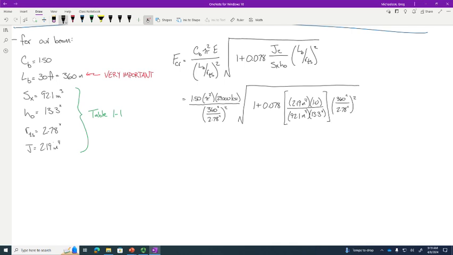From a units perspective, here the units cancel, here the units cancel, and inside this bracket right here, we have inches to the fourth over inches to the fourth. So everything over here is unitless. The only thing that has any units when it's all said and done is the E value. So our answer is going to be something in ksi. Again, this is just kind of a mess. You just have to muscle through it.